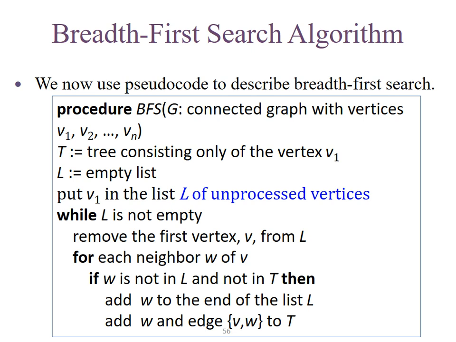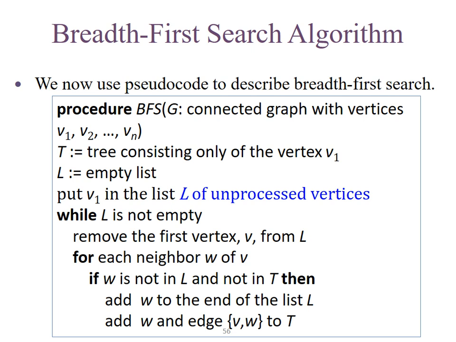So we put V1 into the list L. That means we maintain the list of unprocessed vertices. So we need to expand from the vertices in the list L. Okay, so our while loop is: when L is not empty, then we remove the first vertex V from the list L, because we are trying to process this vertex V. So we remove it from the list since we process it in the next step.